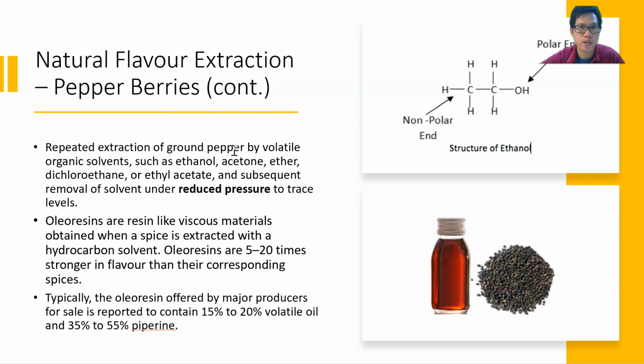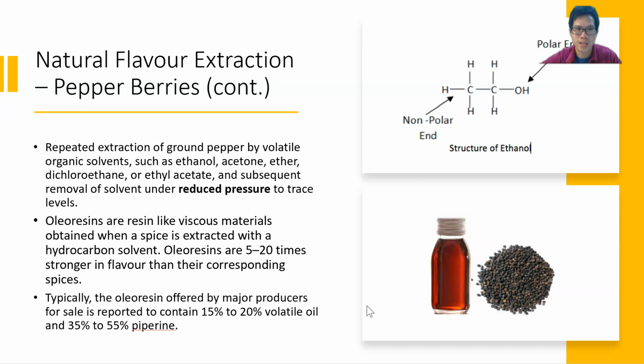So typically the oleoresin contains about 15 to 20% volatile oil and 35 to 55% piperine. So it's quite concentrated. You can just add a very little of this oleoresin into your food components, and you can taste it already.